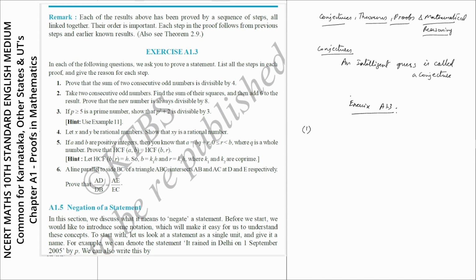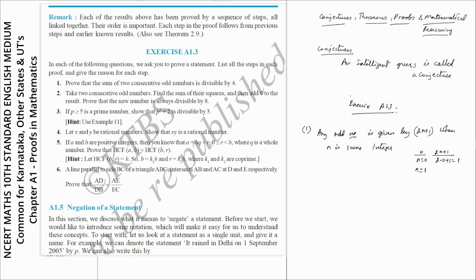Exercise A 1.3, first question. Prove that the sum of two consecutive odd numbers is divisible by 4. Now any odd number is given by 2n plus 1, where n is some integer. For example, if I take n equal to 0, I'll get 2n plus 1 as 2 into 0 plus 1, so this is equal to 1.